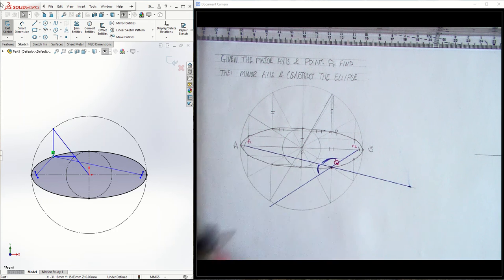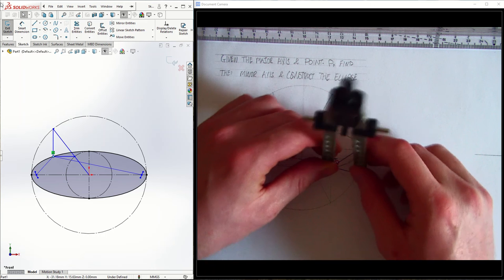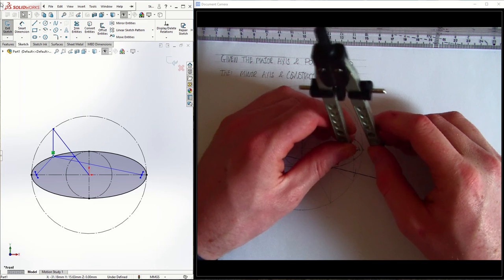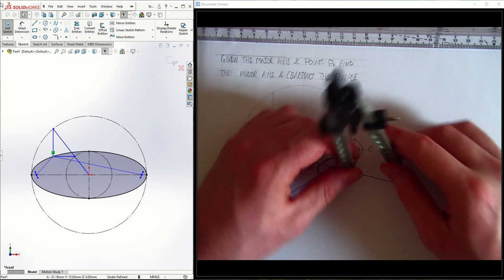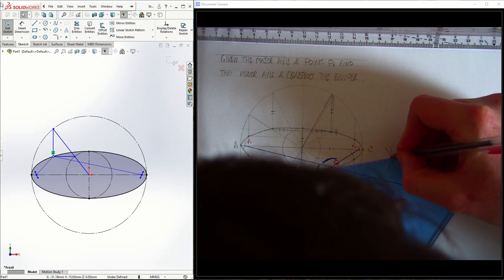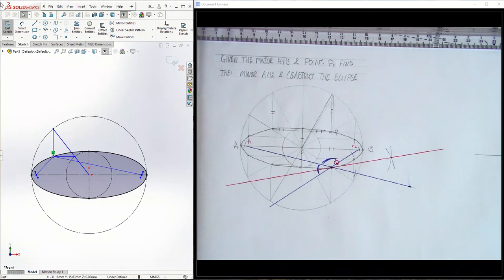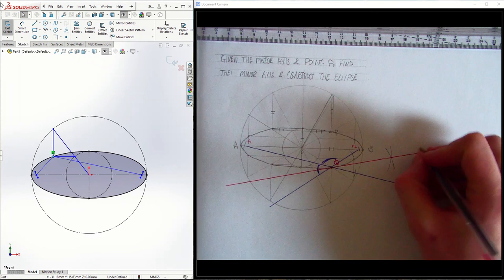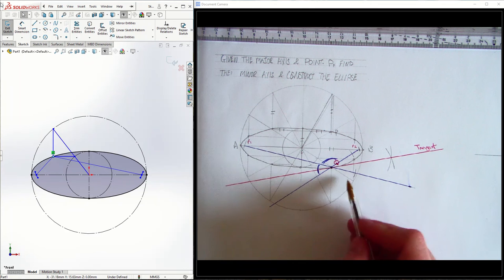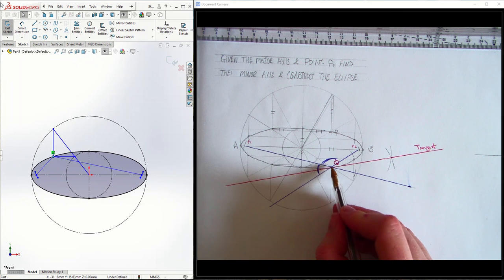Now I'm going to go ahead and bisect that angle. So again, put the point. I'm going to join that bisecting point to point Q. And now this red line here is going to be my tangent line. It touches the ellipse only at the point Q, which I specified, and at one point only.